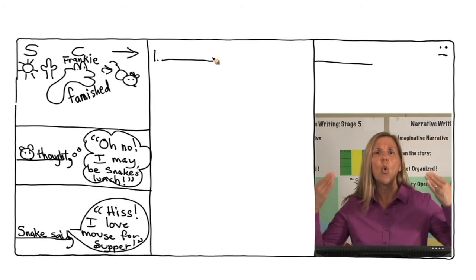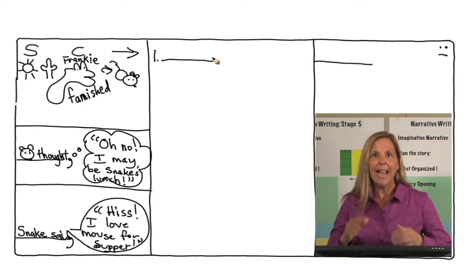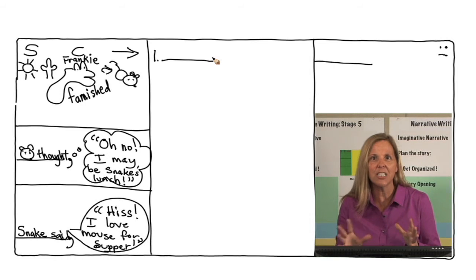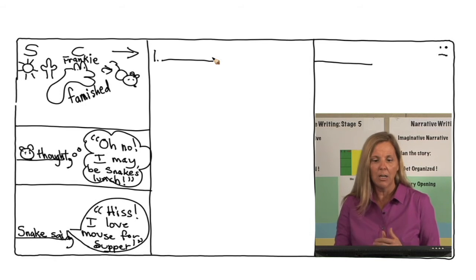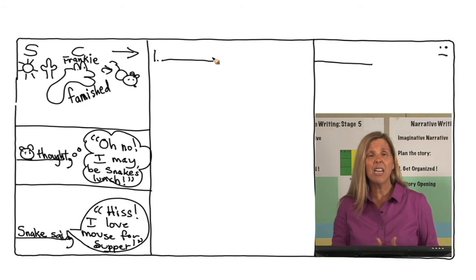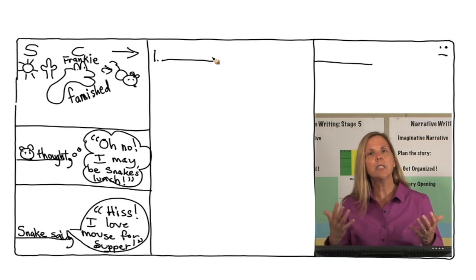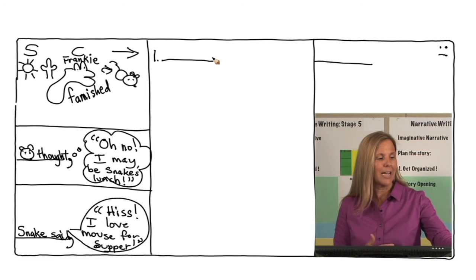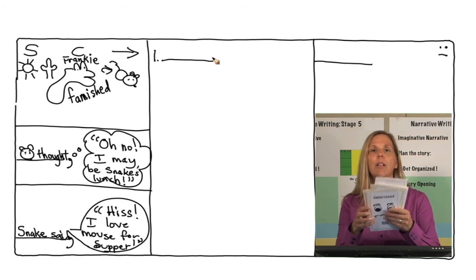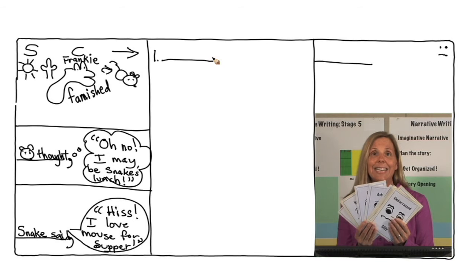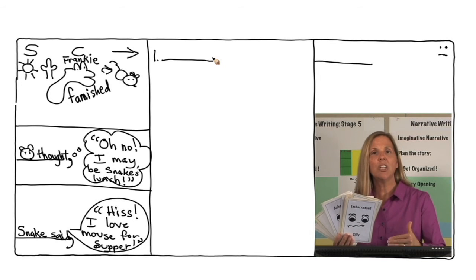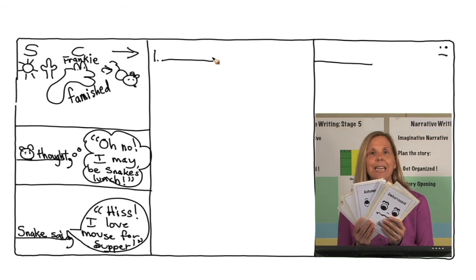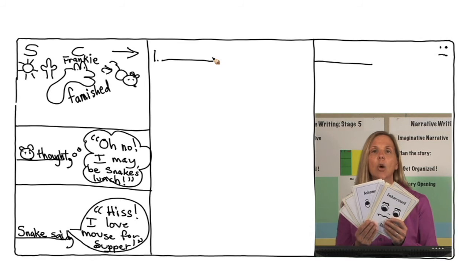All right, boys and girls, what happened next after the snake hissed, I'm going to get you for my supper? And the kids say, oh, he kept chasing the mouse. It's really difficult for kids sometimes to come up with the next action. That's why we're going to have the emotion cards again. Every time we come up with a new action, if they can't come up with a good idea, we'll just pick an emotion card.